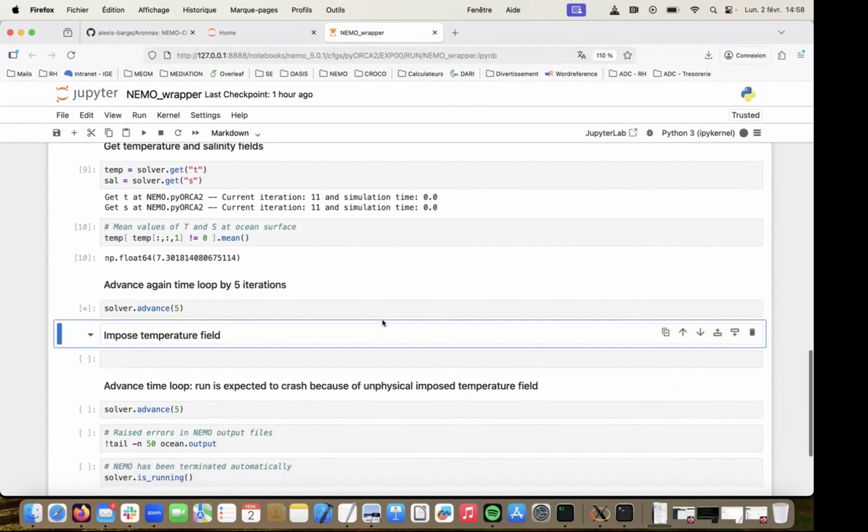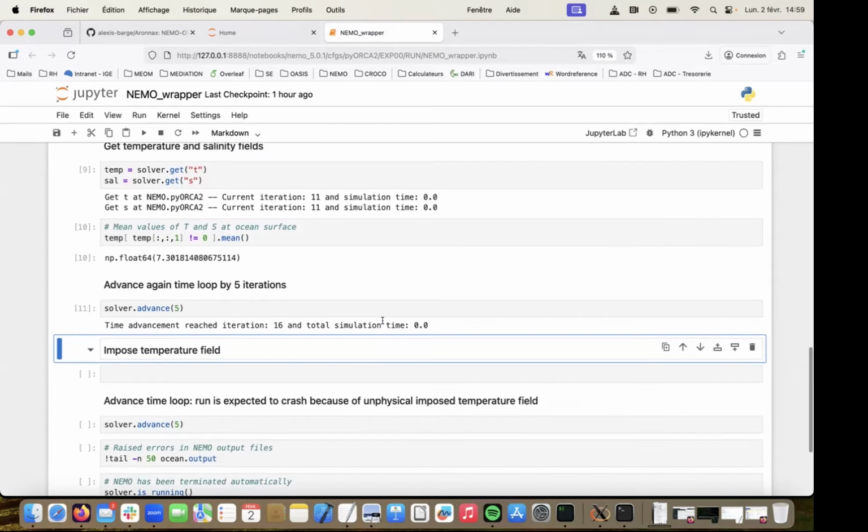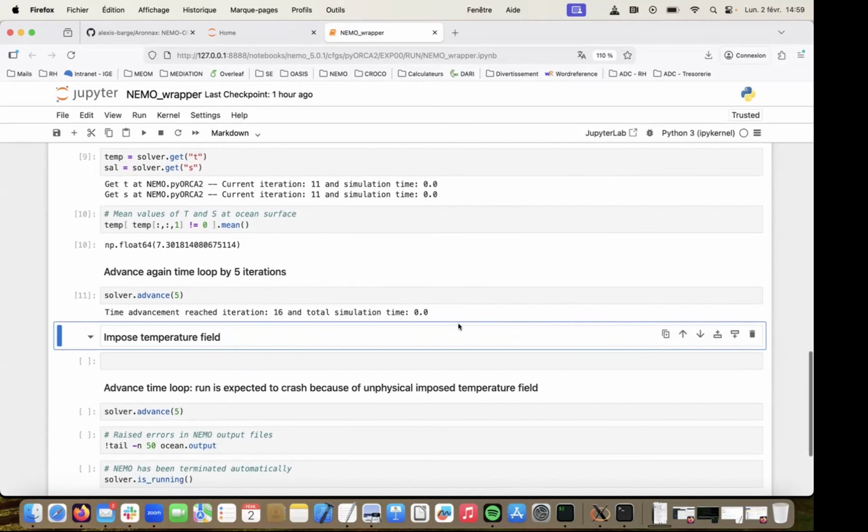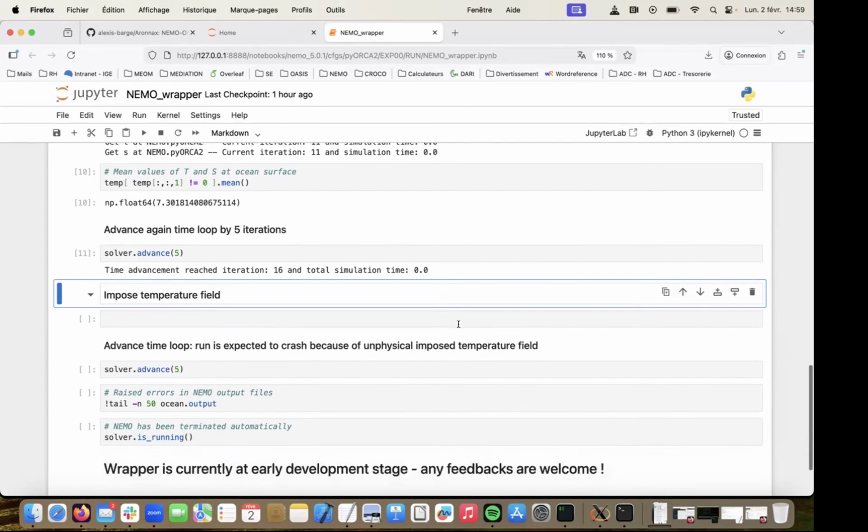Just to showcase that we can separate, you can perform different time advancement segments. For the moment, I just specified a number of time steps, but I wish to make it evolve to impose a specific duration, for example, advance 1 day, 1 month, and so on.